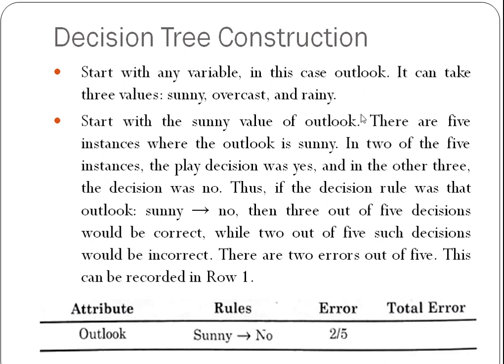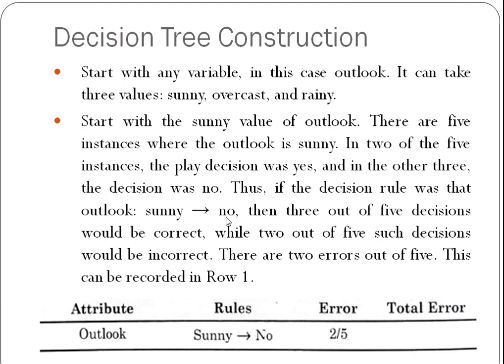We are going to start with the outlook, and it can have three different values. If you have seen the table, please keep the table or the data along with you, so it would be easy to understand. The outlook has three different values: sunny, overcast, and rainy. Let us start with the outlook, and we will select the rule. The rule sunny no means: if outlook is sunny, then outdoor play is no. This is the rule we are going to select.